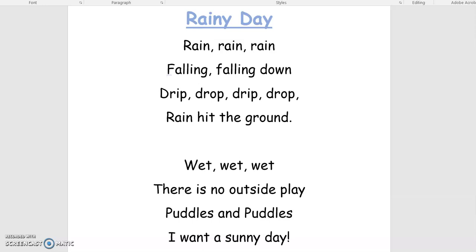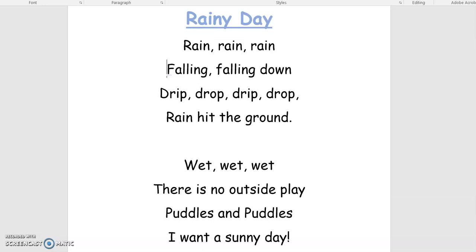So I'm going to stop and think, what is this text mostly about? Looking for that main idea. I've heard a lot about rain. I've heard sounds like drip and drop. I can't go outside. So all of those are key details that support the idea that it's a rainy day. Let's read it one more time, and this time let's think about what point the author is trying to prove with this poem.